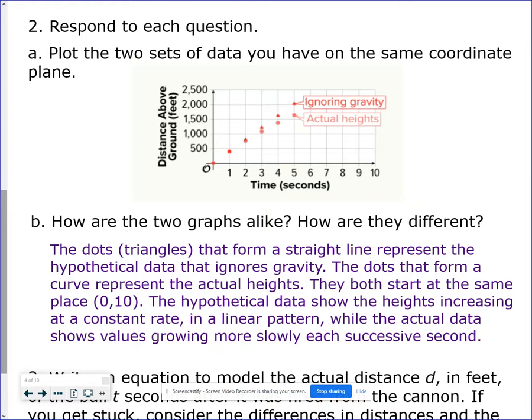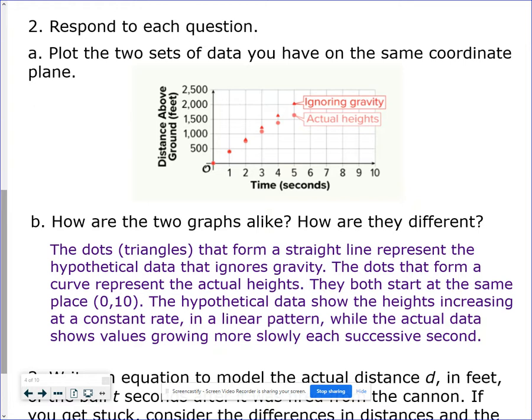So they are both definitely increasing. That's how they're alike, right? The triangles, that is a straight line. It's linear. We can see that that is just totally ignoring gravity, but the equation that we had for that was distance equals 10 plus 416t. It looks just like slope-intercept form. So we know that that one's going to be linear.